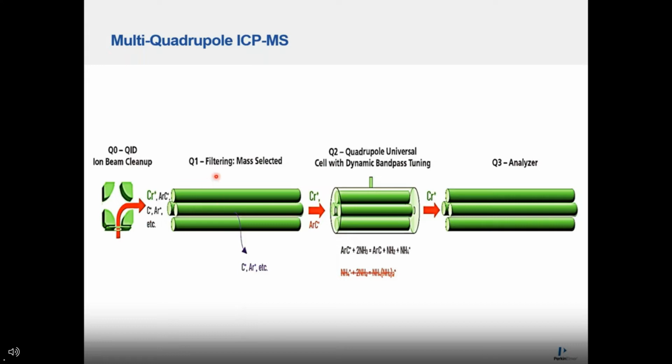Back to the Q1 filters, as with the traditional triple quadrupole system, it allows only the mass of interest to proceed to the cell, while all other ions are rejected. However, the real difference comes in with an active quadrupole cell. In the NexION, we call this the universal cell with dynamic bandpass tuning.